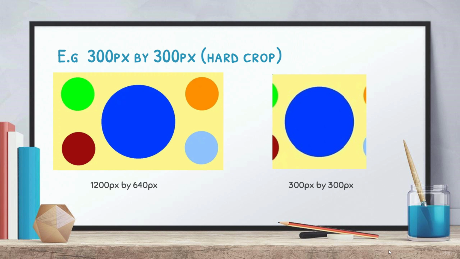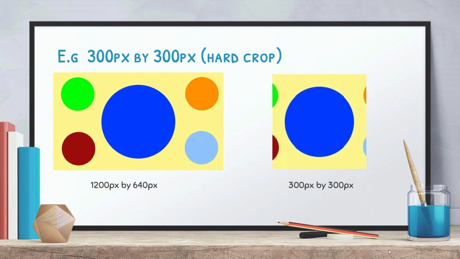Let's take a look at this example. We have the same 1200 pixels by 640 pixels that we have uploaded, and we have our custom image size of 300 pixels by 300 pixels. Now the image to your right is the end result of a hard crop applied to this image.